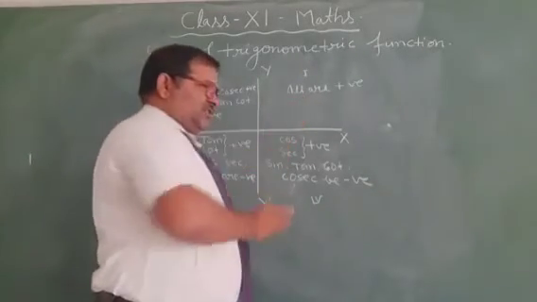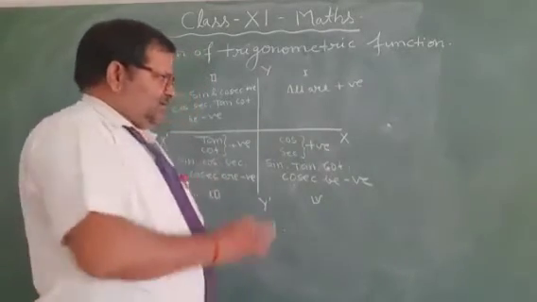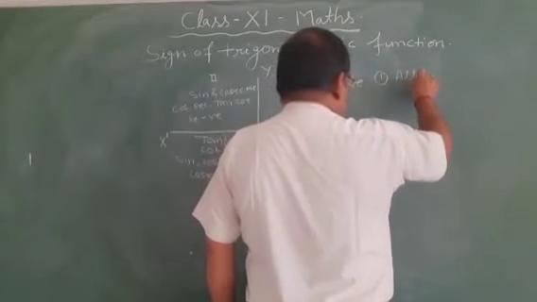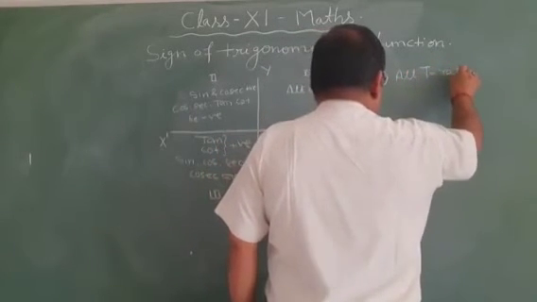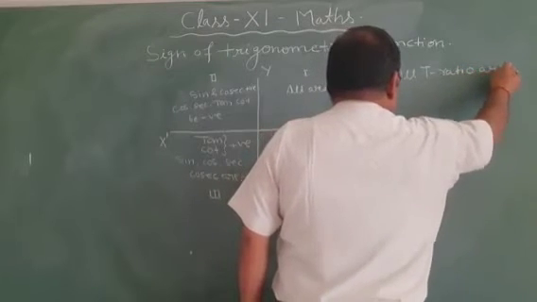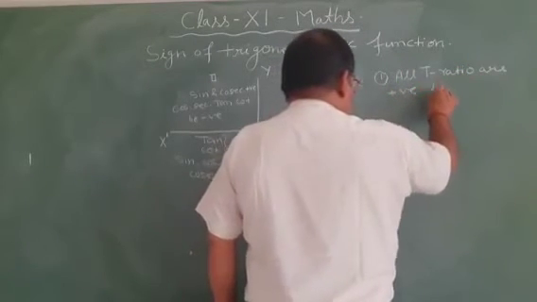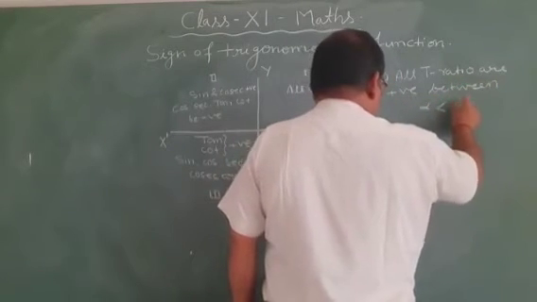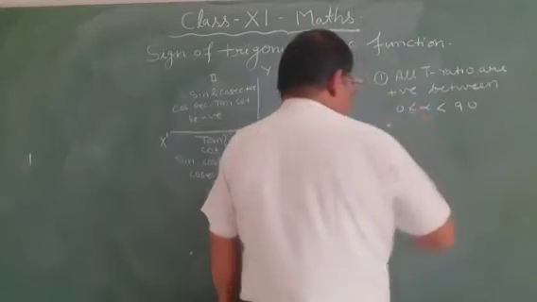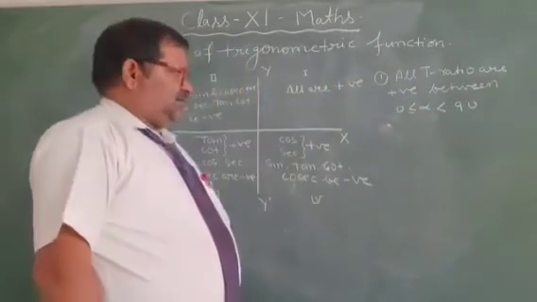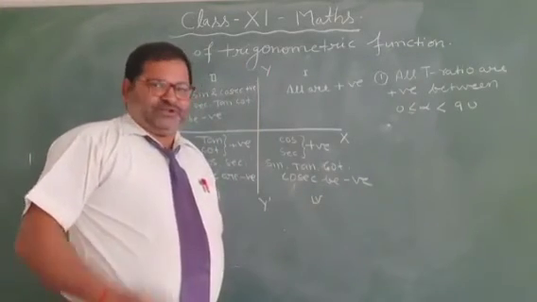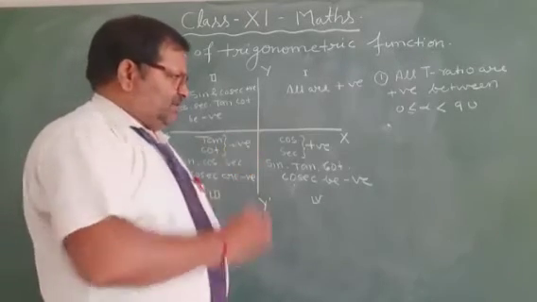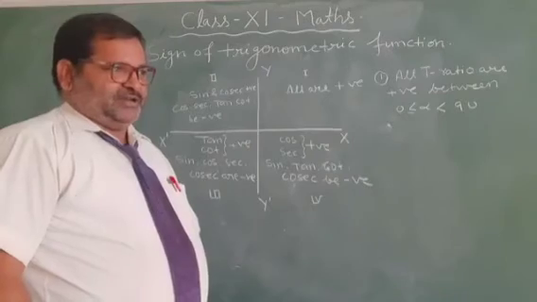all the trigonometric functions are positive. That is, all the trigonometric ratios are positive between the angle 0 to 90. All trigonometric ratios means all the trigonometric ratios are positive between the angle 0 to 90.